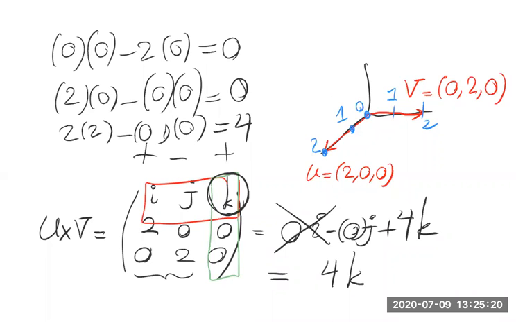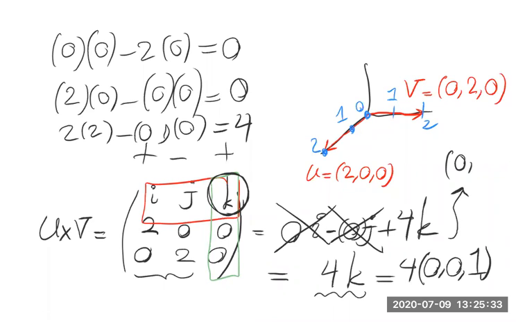So it would be 4K, because 0 times anything is 0. 0 times I is 0, 0 times J is 0. What remains is 4K. What is 4K? Remember, K was this vector, 0, 0, 1. So it would be 0, 0, 4. This is the vector. So the cross product of U and V is this new vector.